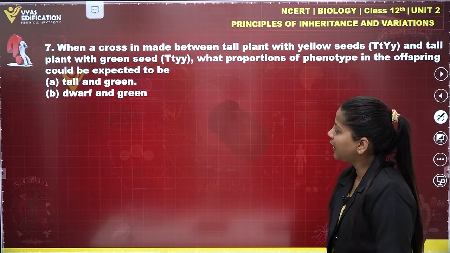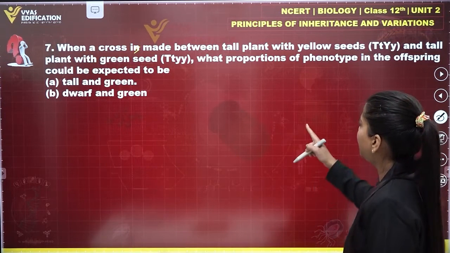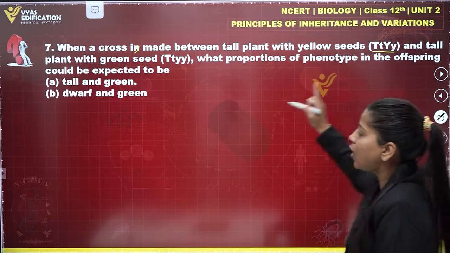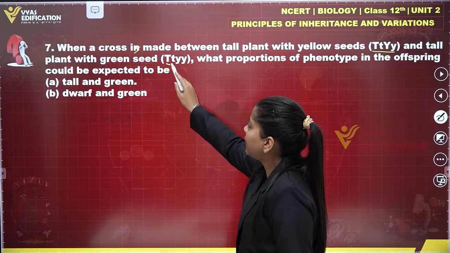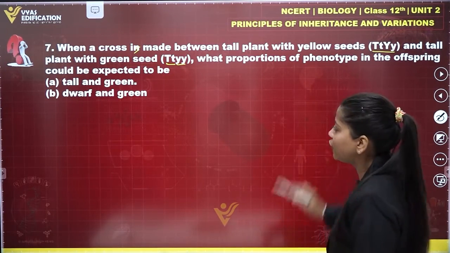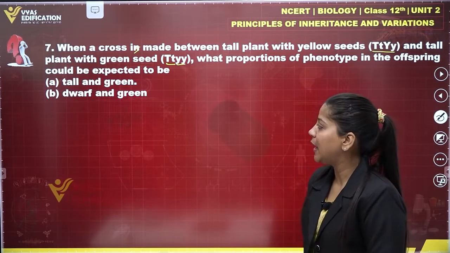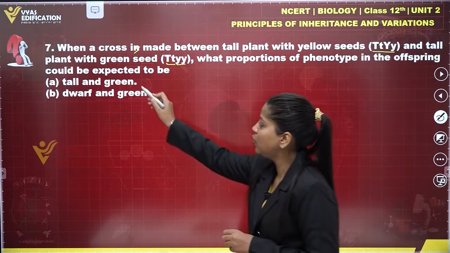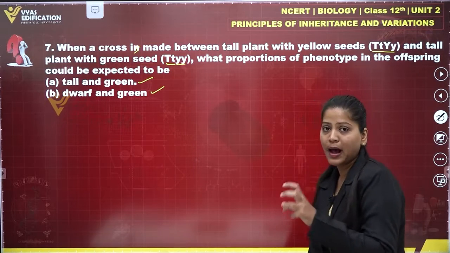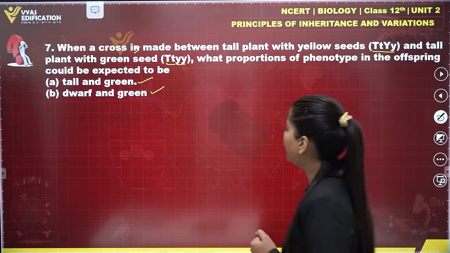When a cross is made between a tall plant with yellow seed, that is capital T small t, capital Y small y, and a tall plant with green seed, capital T small t, small y small y, what proportions of the phenotype in the offspring could be expected to be tall and green, dwarf and green? To examine this, we have to make a cross.